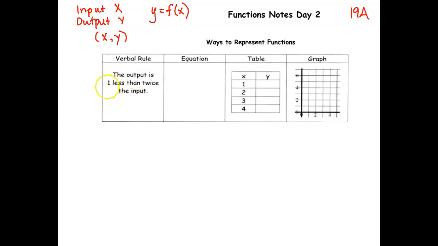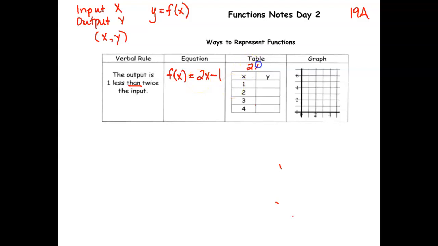So the output is 1 less than twice the input, being a verbal rule. We could say that the output f of x is actually equal to 1 less than. So there's our keyword than, so we know twice the input would be 2x, but 1 less than would be minus 1. So that would be our equation. Using that equation and that rule, we can fill out our tables.